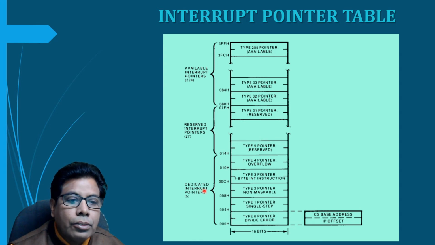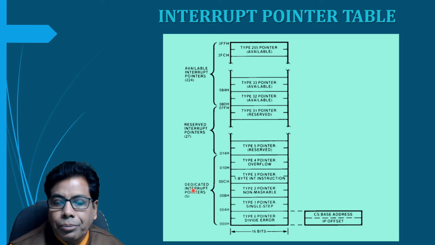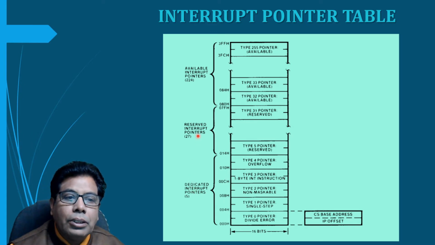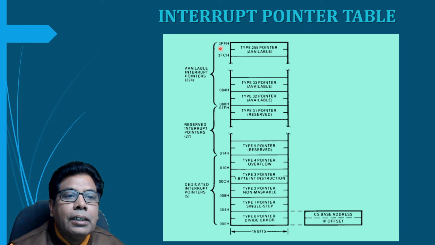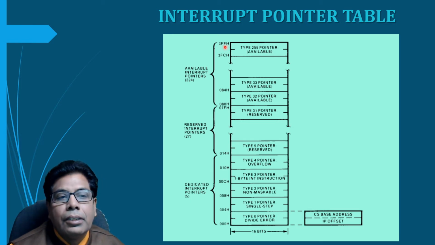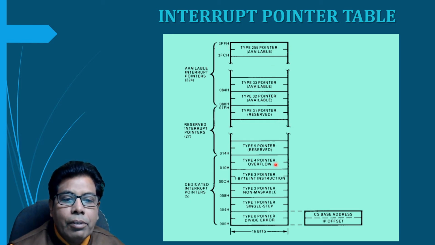So we have 5 dedicated interrupt pointers, and then we have 27 reserved interrupt pointers. So the first 32 are not used by the user. The remaining 224 are available interrupt pointers for the user. And the last address will be 3FF. That is, the total memory will be 1K.